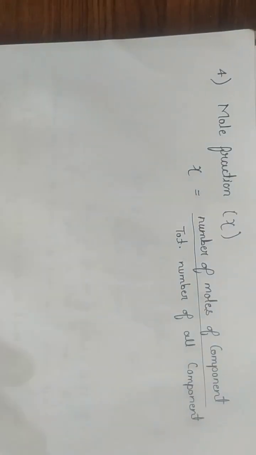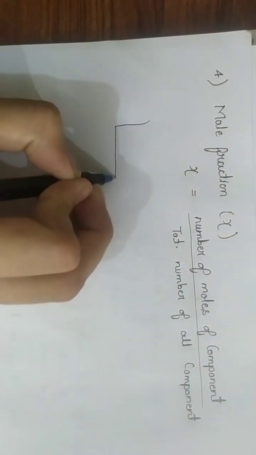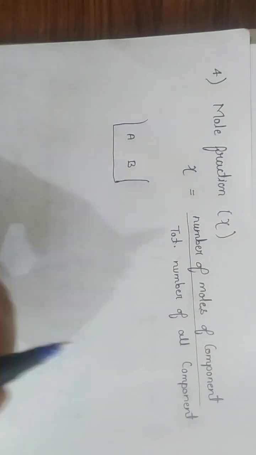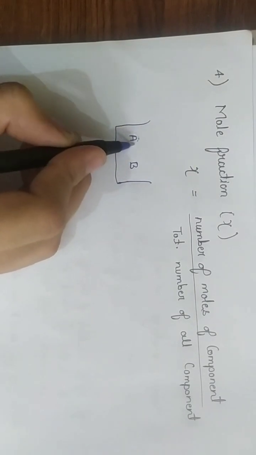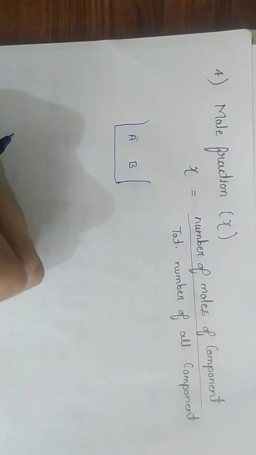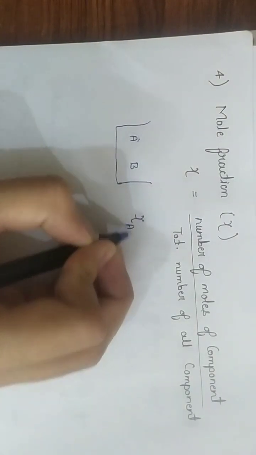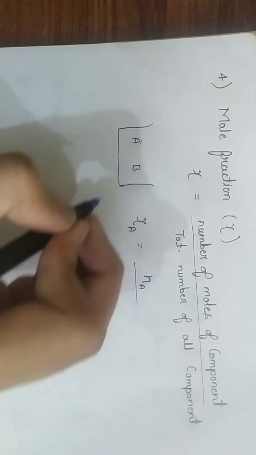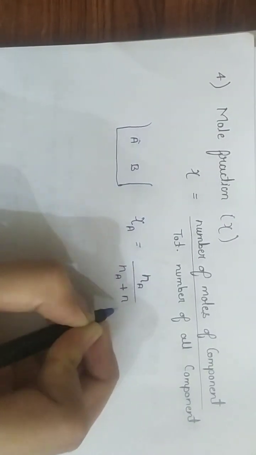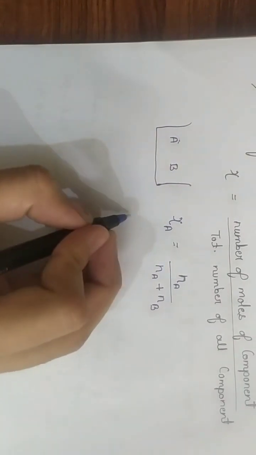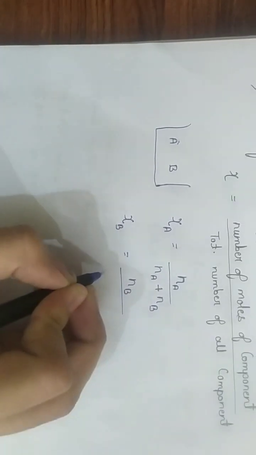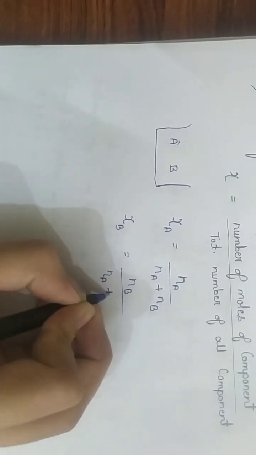Okay, let's try to understand what it means. Suppose we have a container, and in this container I have two components, A and B. Now I want to calculate the fraction of component A in this container. So we have to find the mole fraction of A. We will write mole of A; mole is denoted by n. So mole of A upon total mole, where total means mole of A plus mole of B. Suppose we have to find the fraction of B in this container. We will write mole of B upon total mole, where total mole means mole of A plus mole of B.